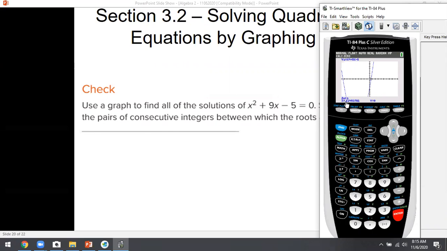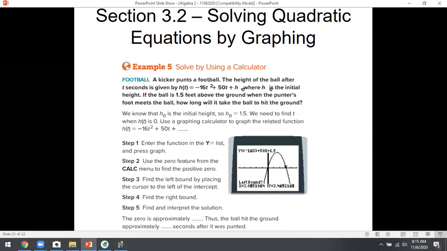And that one's 0.52. So your answer for that one, which two numbers is between 0 and 1. So that's all there is to those kind of problems right there too.